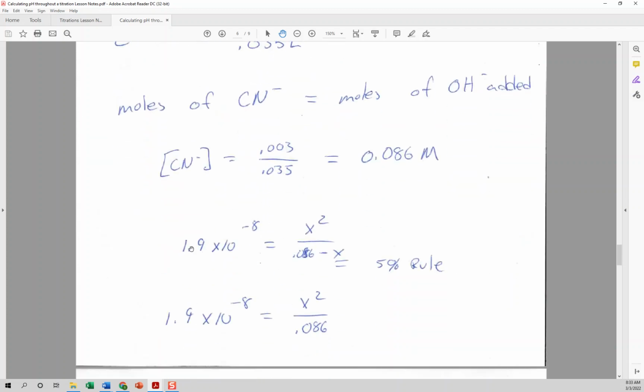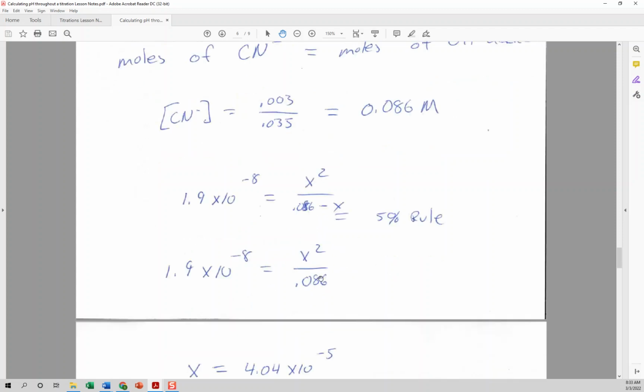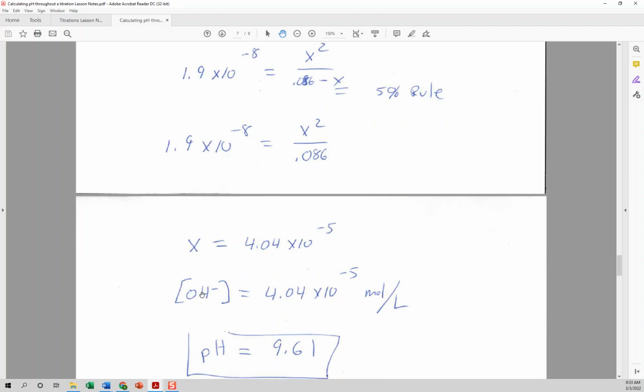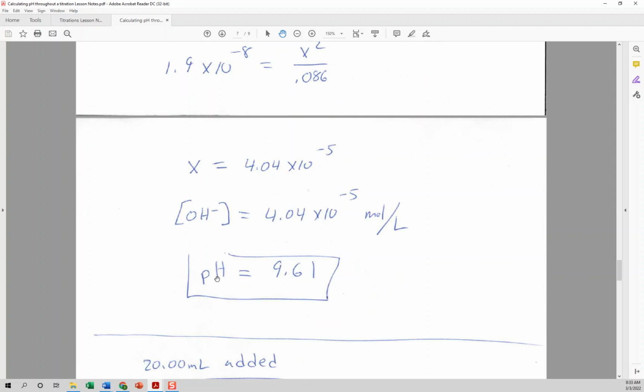We'll plug our KB in and we'll solve for X, all right? So we take our KB, 1.9 times 10 to the negative 8 equals X squared over 0.086 minus X. We're going to 5% rule the X. So we get that. We solve for X. Understand, this is a KB shortcut. What does X represent in a KB shortcut? It represents the molarity of hydroxide. So we got our molarity of hydroxide. If I take the negative log of that, that is not the pH, that's the pOH. So I'm going to negative log this, but then I'm going to subtract from 14 to get our pH. So our pH equals 9.61.